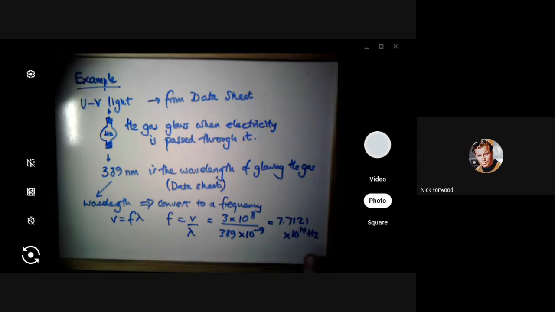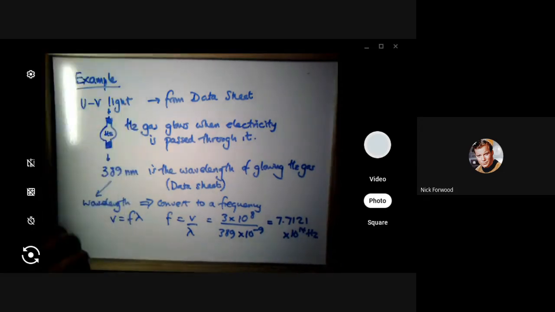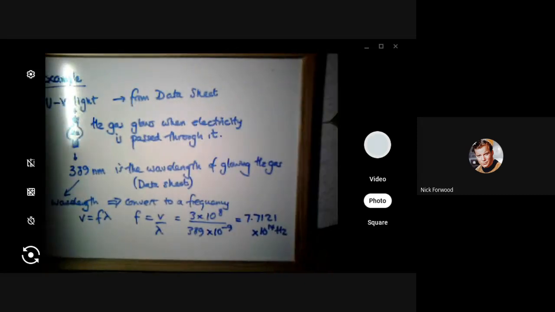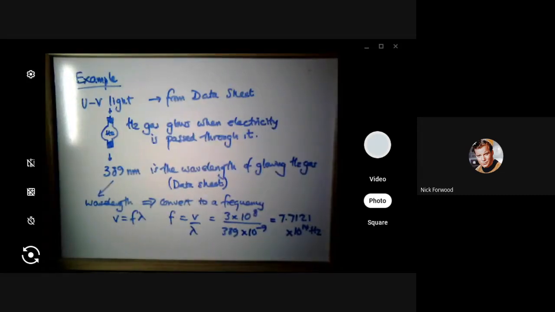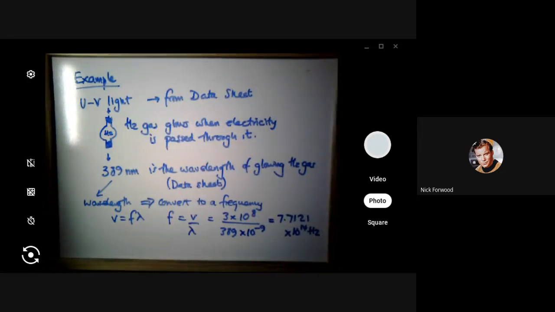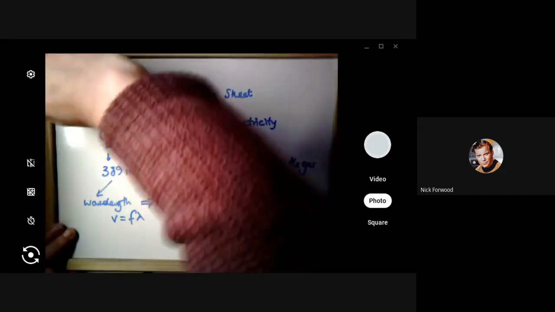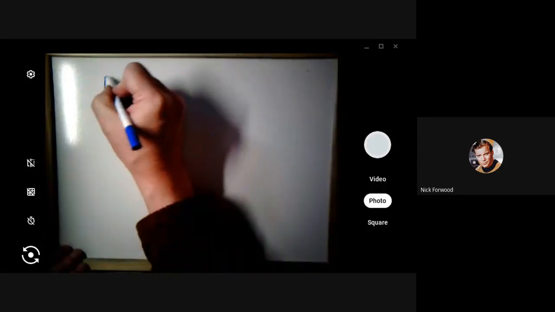I'll just move the board across a little bit so you can see that. You should be getting all this written down on your lined paper to go into your folder. Okay, so we've found a wavelength from the data sheet. We've converted that to a frequency, and now we can move on and use that in the E equals hf formula.